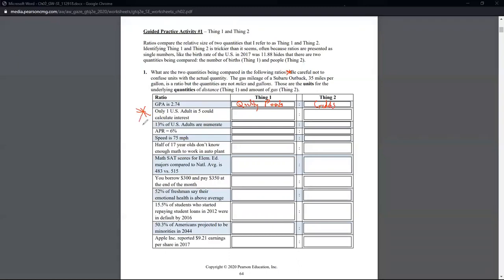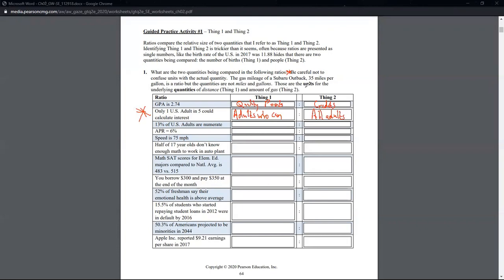Now, this problem right here is going to lead to a common theme for like half of these down here. Only one US adult in 5 could calculate interest. This is not saying one adult to 4 adults, so 1 can and 4 can't. Thing one is not those who can and thing two those who can't. This is the people who can, so the adults who can calculate interest, to all adults.